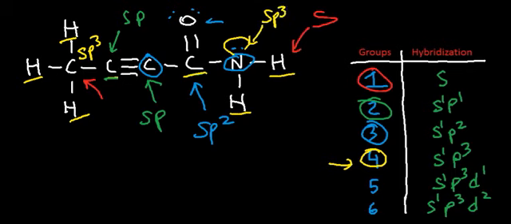And finally, what about this oxygen atom? It's attached to a carbon atom, and it has 2 lone pairs. So it has 3 groups, so therefore it's sp2 hybridized. That's a quick way to tell what the hybridization is for every atom in a molecule.